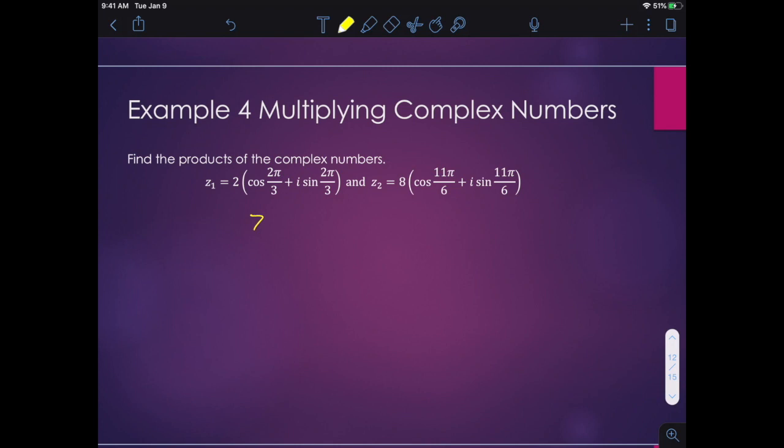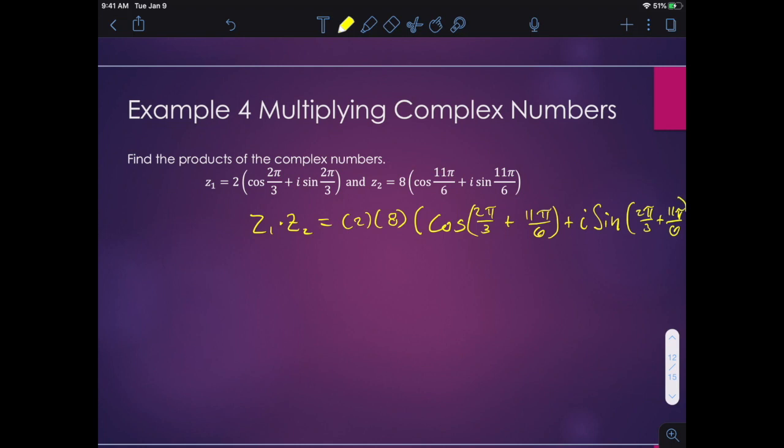So z1 times z2 becomes 2 times 8. There are our moduli. And then that times cosine of, I'll put this in parentheses, 2 pi thirds plus 11 pi over 6. And then plus i times the sine of, same thing, 2 pi thirds plus 11 pi over 6. Just about ran out of space there, but we made it. Okay, let's go ahead and combine these things.